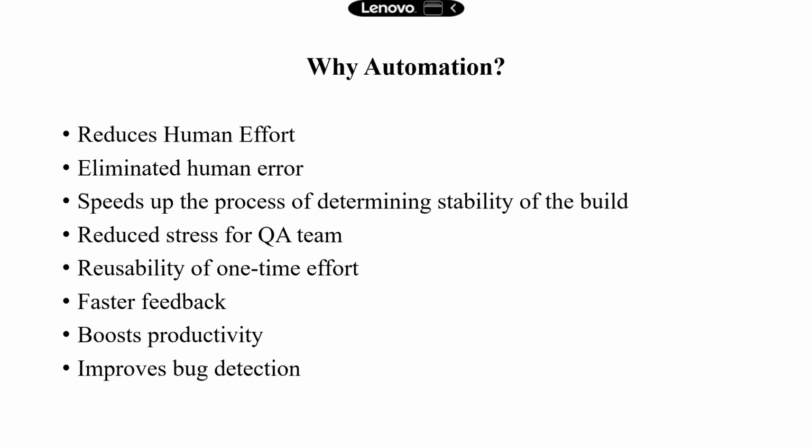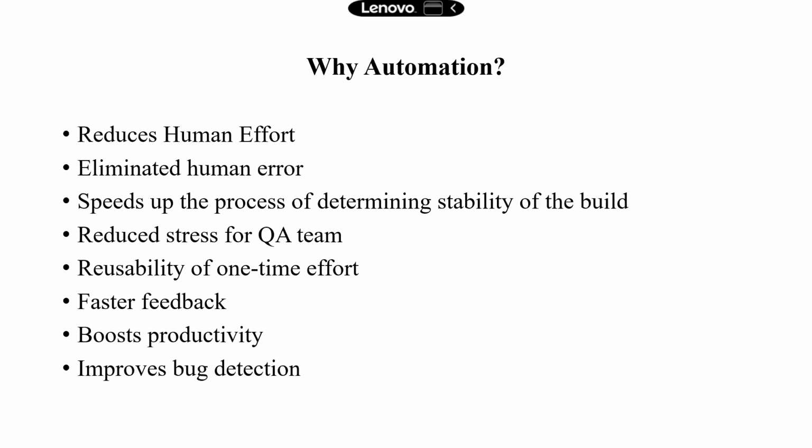What is that actually? Let's just say developers have worked on the build and deployed the feature. Now QA has to sit in front of the desk and test out the happy paths of the application, right? Let's say there are 400 to 500 test cases that have to be executed to determine the stability of the build. How long would it take for a human to execute those tests and determine the stability of the build? If that is automated, we can speed up the process of determining the stability of the build.